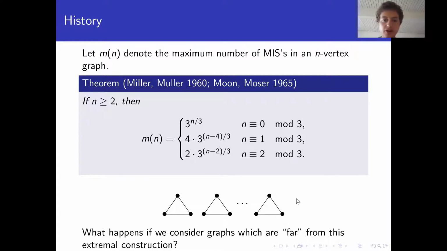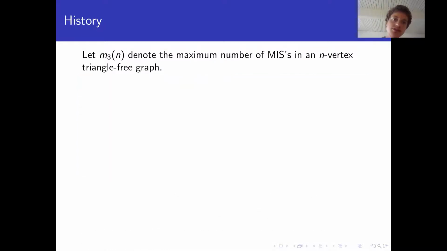For example, I believe Ferretti has some results dealing with the case that you look at connected graphs. That's one way to be far from a disjoint union of cliques. But the direction we want to look at is triangle-free graphs, which again, I hope you all agree is far from a disjoint union of triangles. So let M3 of n denote the maximum number of MISs that an n-vertex triangle-free graph can have.